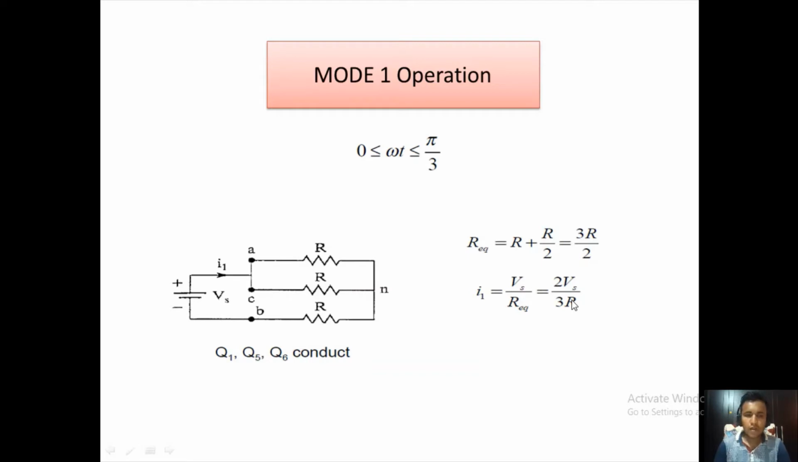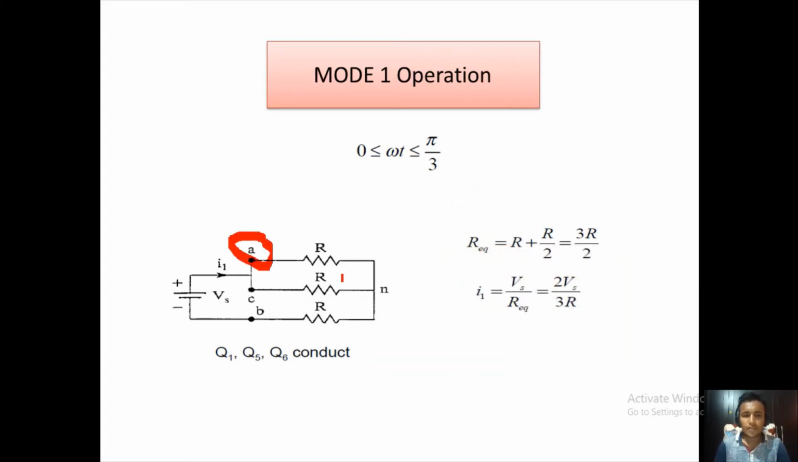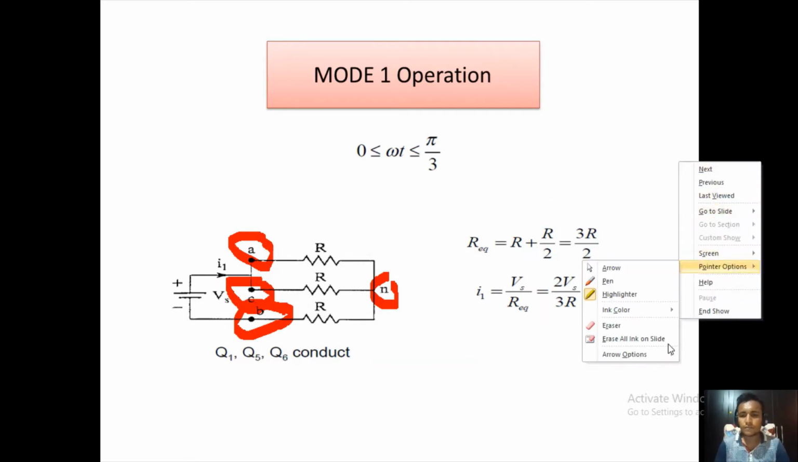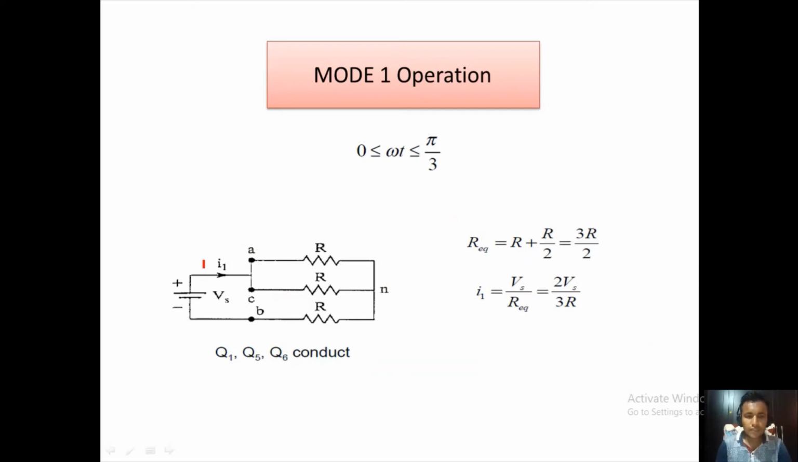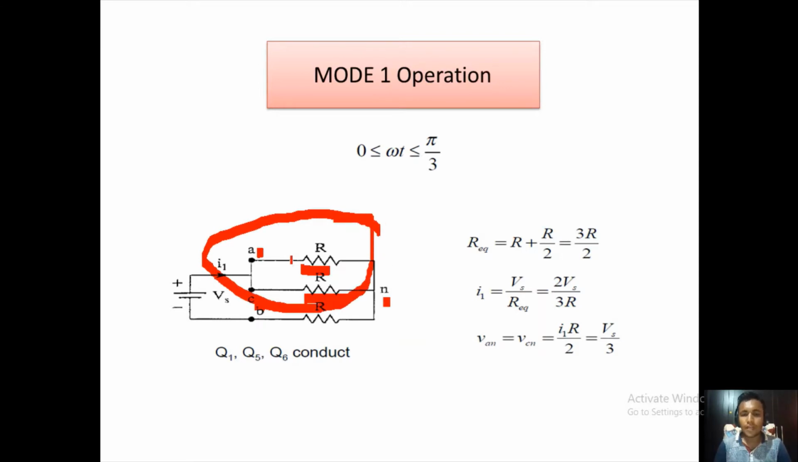So we can write I1 equals 2Vs divided by 3R. Now we have to find the phase voltages: phase voltage AN, phase voltage CN, then phase voltage BN. Phase voltage AN and phase voltage CN are the same, because it is a parallel combination, and in a parallel circuit the voltages are the same but the currents differ. So VAN is equal to VCN is equal to I1 into the equivalent resistance of this combination, that is R by 2. So I1 into R by 2 is Vs by 3. VAN is equal to VCN is equal to Vs by 3.